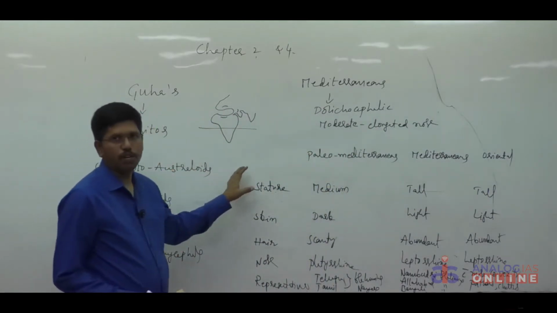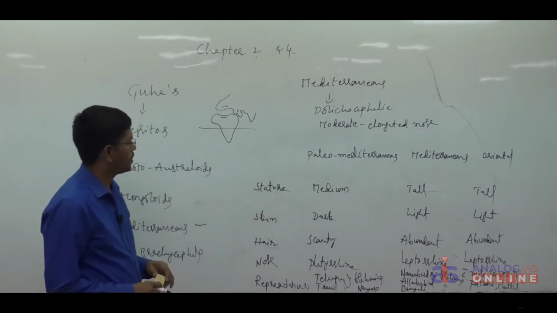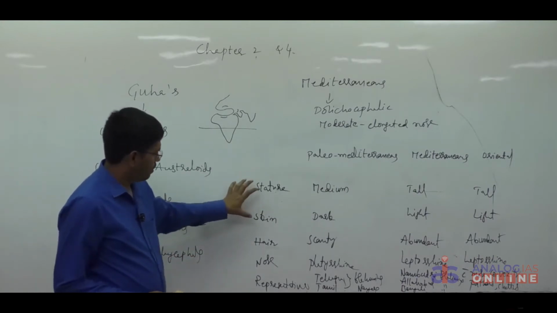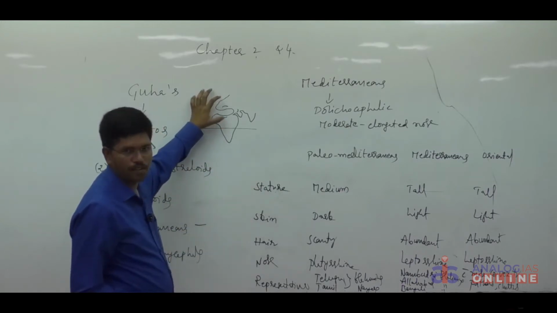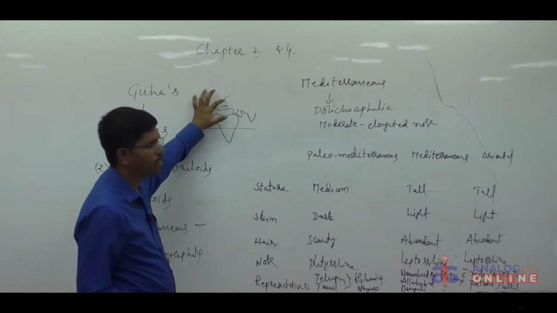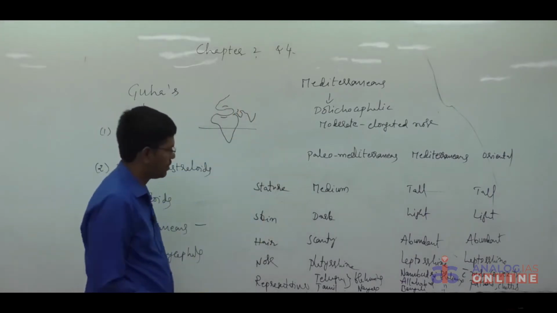If you have this table, you can easily remember the characteristics. Only with respect to certain characteristics, we are going to distinguish them. That too, I have given one logic. Here warm environment, here cold environment, accordingly the differences.